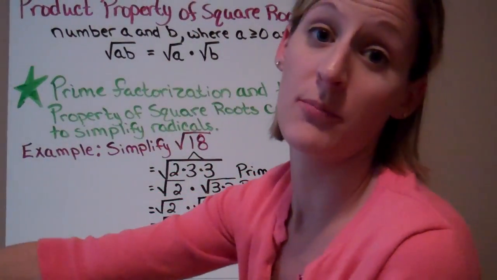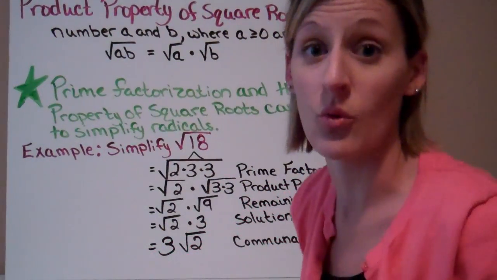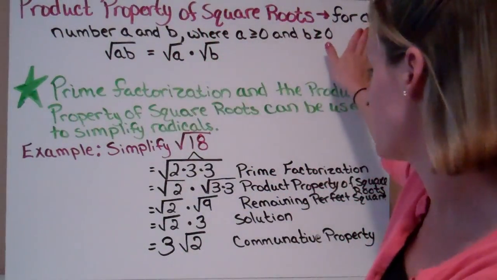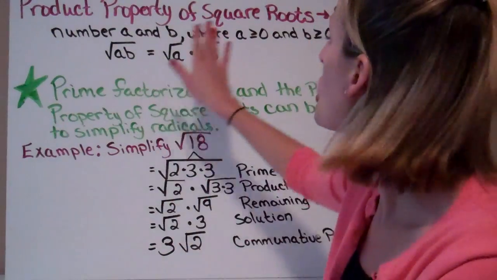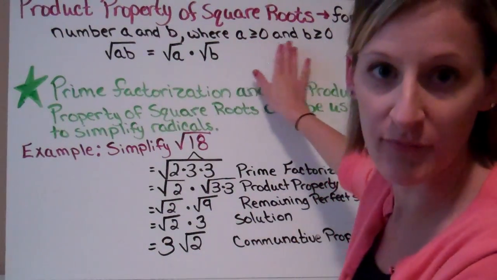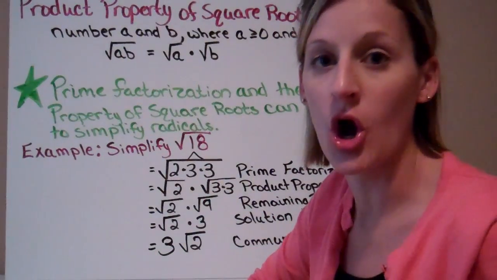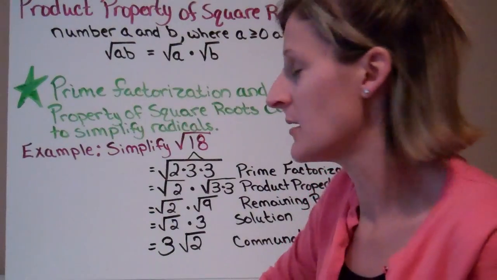Alright, the product property of square roots. Now, we will use this property in order to simplify radicals. What it's saying is, for any numbers A and B, let's say A and B are both greater than or equal to 0. So any number that we're going to call a whole number, which is 0 and the counting numbers.